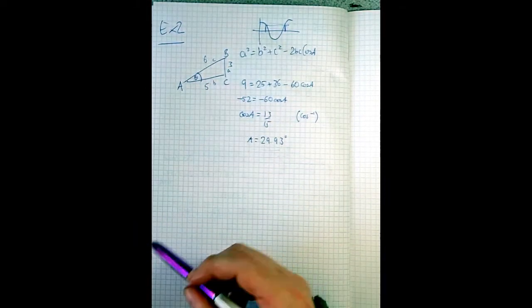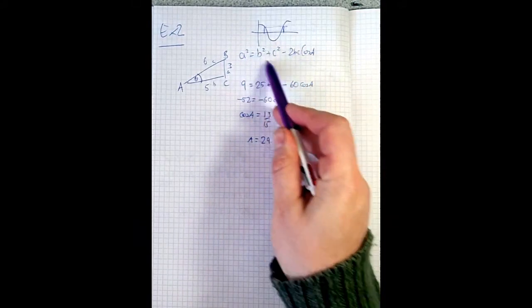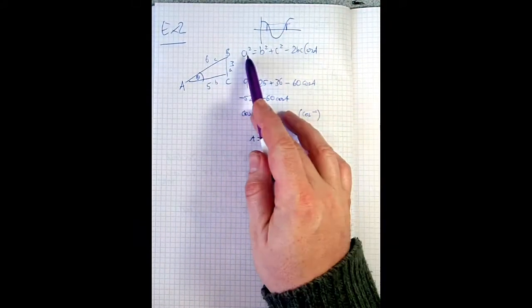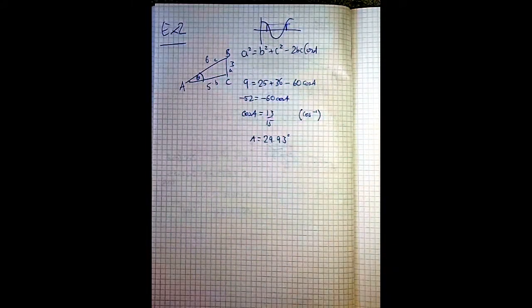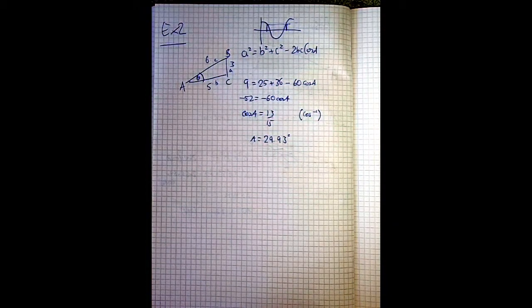Now, in the book, they rearranged this formula to get A on its own. I prefer putting my numbers in and then rearranging. You do as you please.